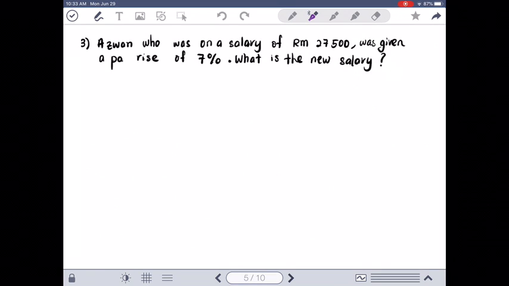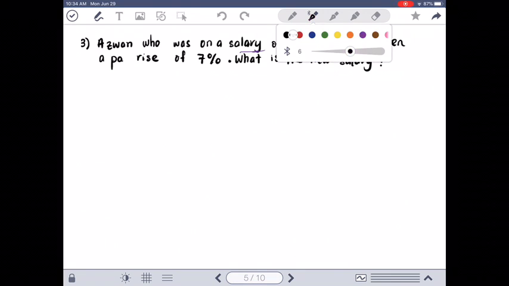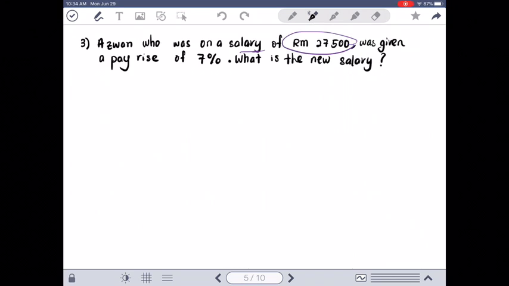Now let's have a look at a few example questions. There are many ways to solve this question, but I want to focus on using a multiplier to solve it. Azwan, who was on a salary of RM 27,500, was given a pay rise of 7%. That means Azwan gets a 7% rise in his salary. So what is his new salary?